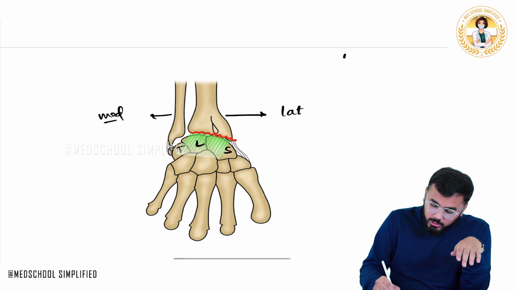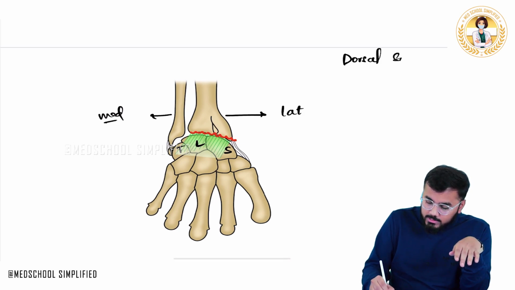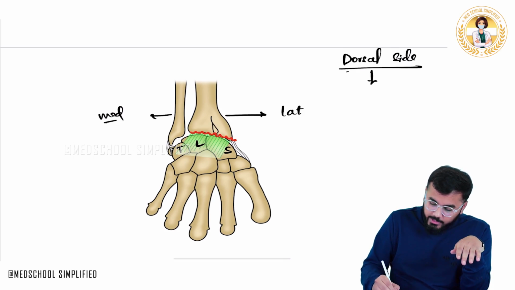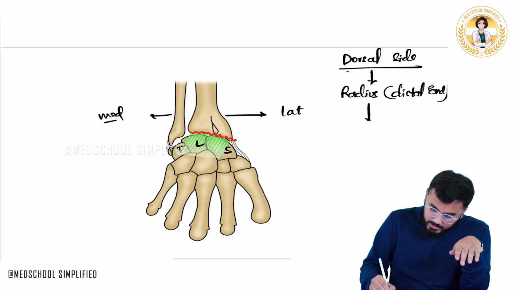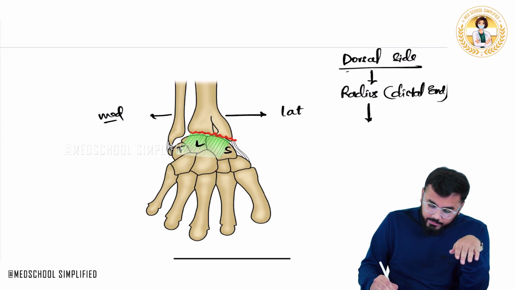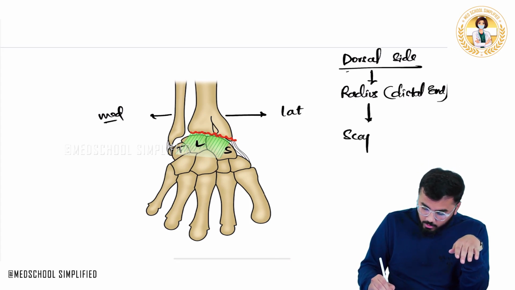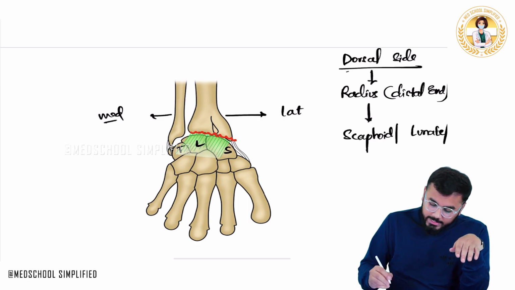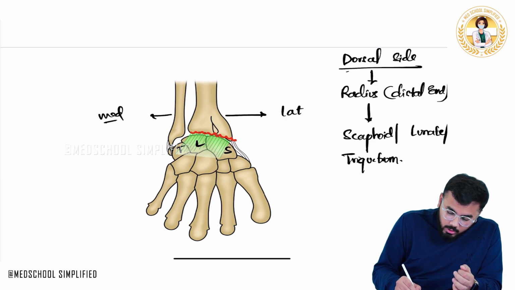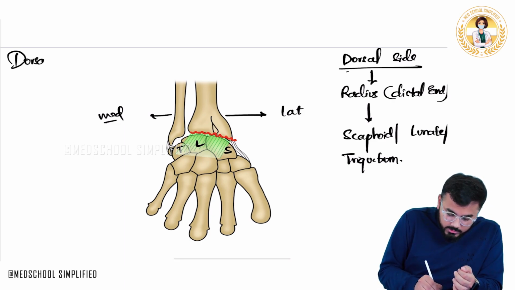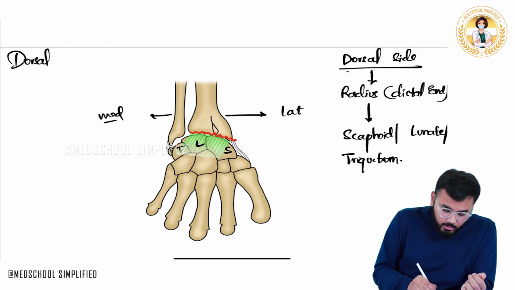So attachment on the dorsal side, right, from the radius. Again, what radius? Distal end of the radius. It is attached all the way down till these carpal bones. What are the carpal bones? Scaphoid, right? It is attached to lunate. Not only that, it is also attached to triquetrum, right? So this picture, whatever you can see here, is called the dorsal radiocarpal ligament.